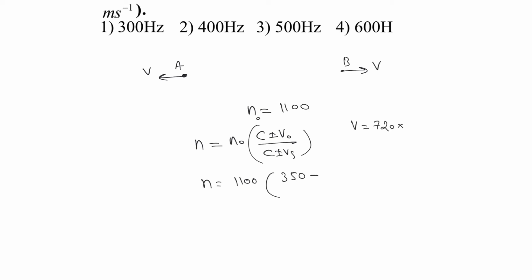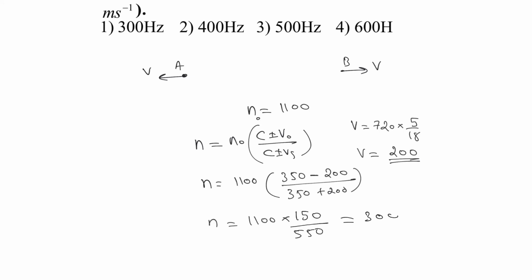km per hour. So to convert to meter per second, we can multiply it by 5 divided by 18. So we'll get the value of v as 200 meter per second. So if you are putting this value, we'll get 200 divided by c, and the source is moving away from the observer, so this is going to be 350 plus 200. So we'll get the value of its apparent frequency, which is around 300 Hz.